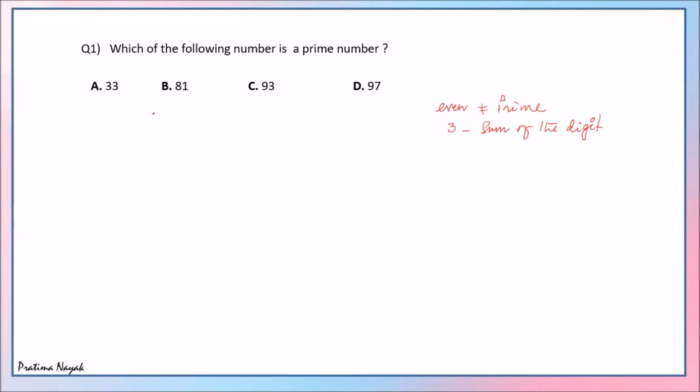So first I am going to 33. You can see that 11 threes are 33, or 3 plus 3 is 6, which is a multiple of 3. So this is not a prime number. Then 81: 8 plus 1 is equal to 9, a multiple of 3, so it is not a prime number. Then 93: 9 plus 3 is 12, 3 fours are 12, so this is not a prime number. So what is the prime number? The prime number is 97. So 97 is the answer.